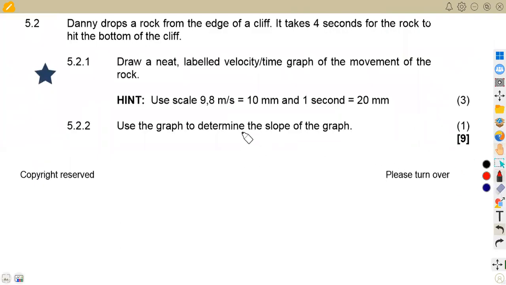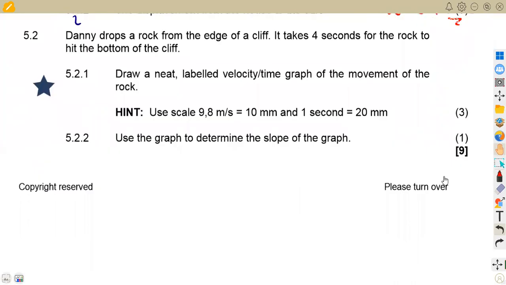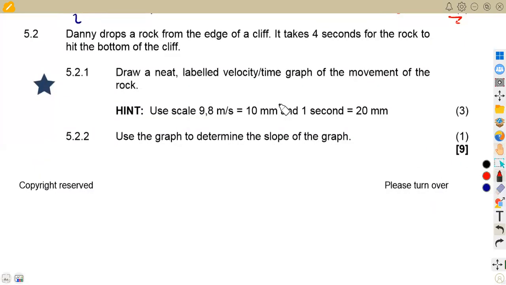On 5.2, we are now given that Danny drops a rock from the edge of a cliff. It takes 4 seconds for the rock to hit the bottom of the cliff. So draw a neat labeled velocity time graph, velocity versus time, for the movement of the rock. Hint, use a scale of 9.8 meters per second for 10 millimeters, and 1 second for 20 millimeters.